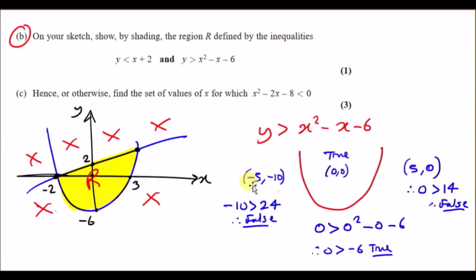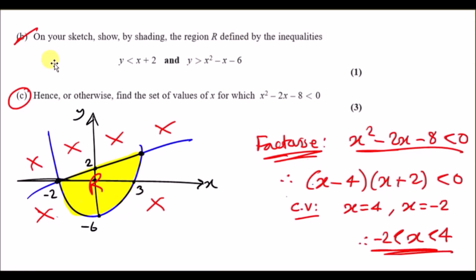You can test it as well. I tested it to show you guys. When you plug in other coordinates, you get false. So then you just put x's around it and make sure you shade in the middle and call it R. And that's it. Okay, part C.